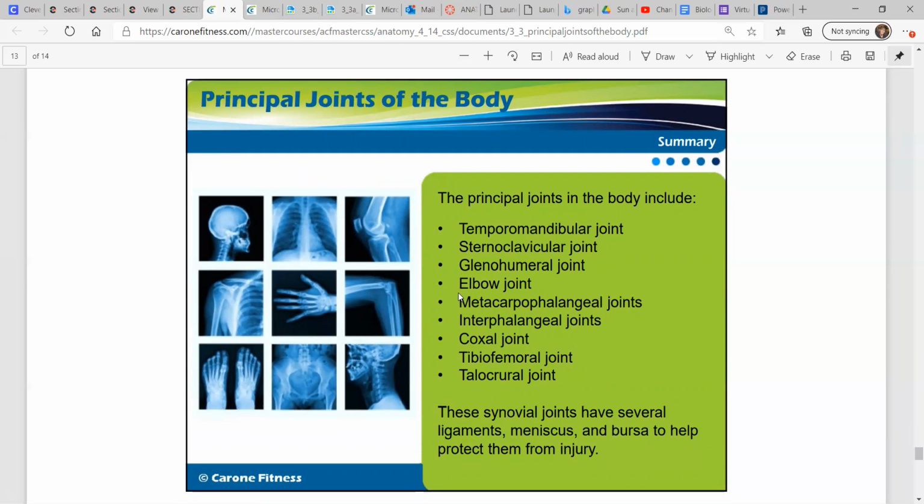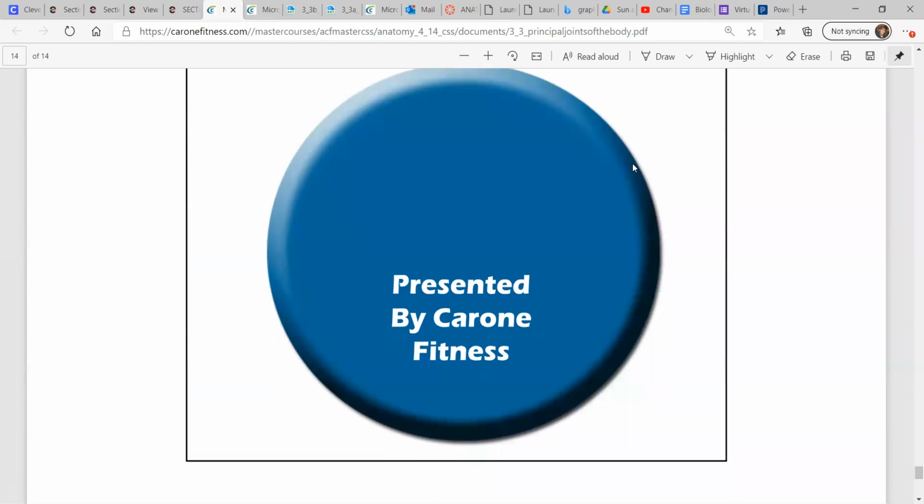The principal joints in the body include, as a summary, the temporomandibular joint, the sternoclavicular joint, the glenohumeral joint, your elbow joint, your metacarpophalangeal joints, the interphalangeal joints, coxal joint, tibiofemoral joint, and the talocrural joint. These synovial joints have lots of ligaments and meniscus and bursa to help protect them from injury. And that's the end of that little section.